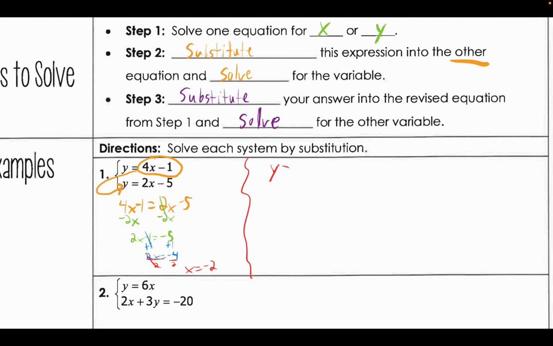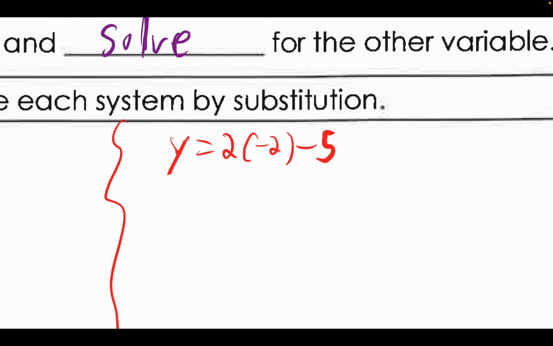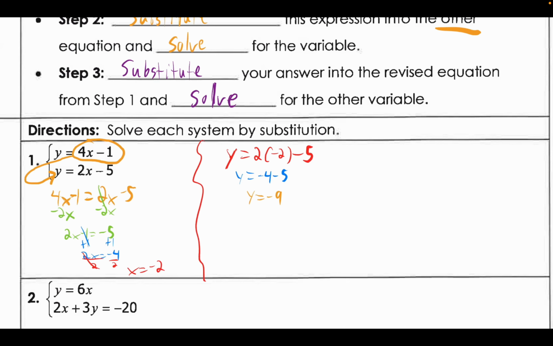And I'll get y equals 2 times negative 2 minus 5. And so now I'm going to go ahead and solve for the, quote, other variable. Well, since I already found x, that makes the other variable y. If I had found y first, which we will have to do on some problems, then my other variable would be x. And so now I'll do the order of operations here to get y equals negative 4 minus 5, which results in y equals negative 9. And so now I have my x and my y, and I'll write my answer as an ordered pair. Negative 2 comma negative 9 is my answer.